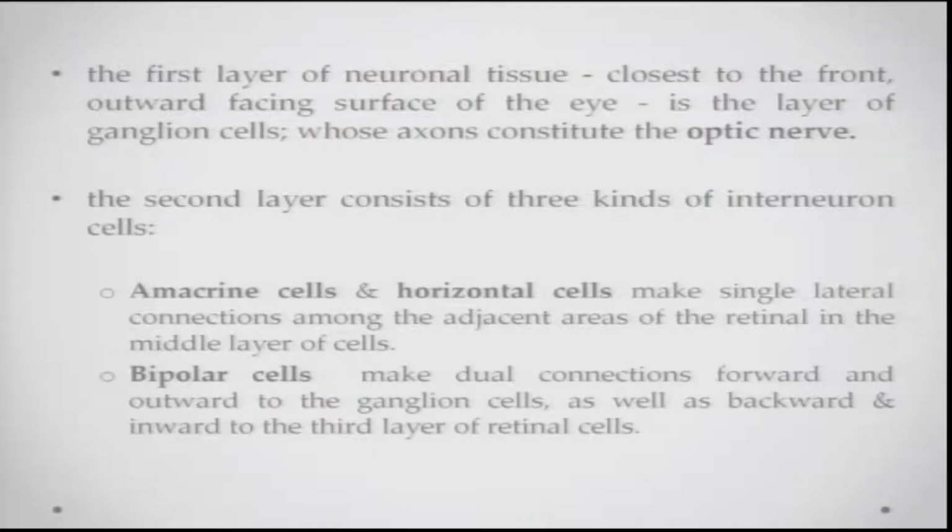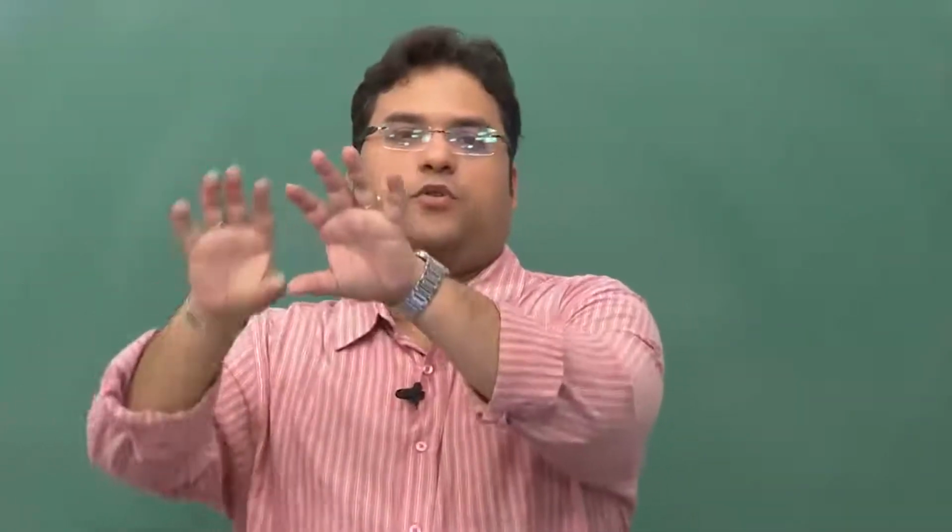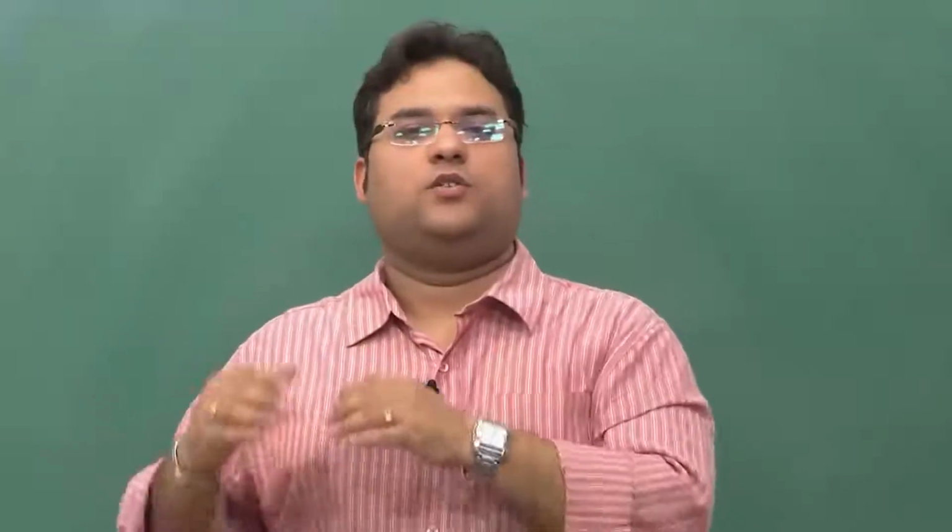Here there is this layering of these different kinds of cells. The first layer of the neuronal tissue at the retina is closest to the front, outwards facing surface of the eye. So the first layer is the layer on which the light falls first. This first layer is the layer of what are called the ganglion cells. If you remember the chapter on perception, the axons are the part which protrudes from the cell body. The axons of these cells combine together to form what is called the optic nerve.